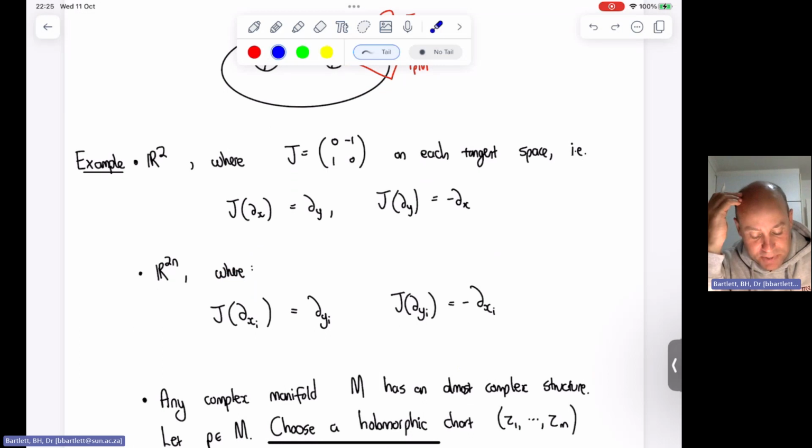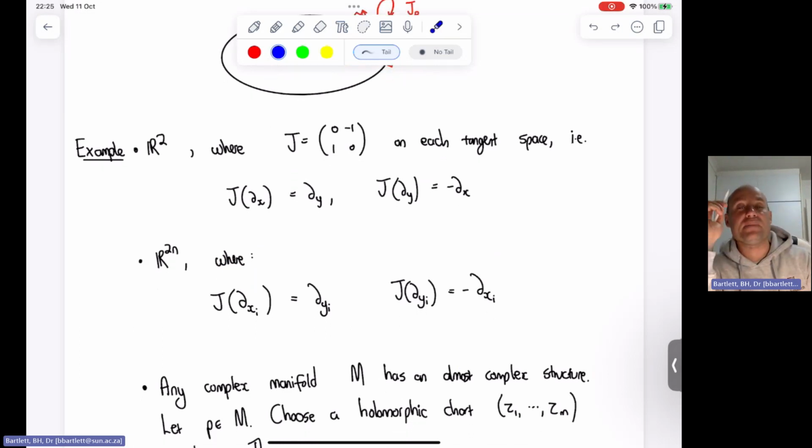So those are two examples. Here's a third example. Any complex manifold, meaning a topological space equipped with a holomorphic atlas, will inherit an almost complex structure, meaning on every tangent space of the manifold you're going to have an operator J that squares to minus the identity.